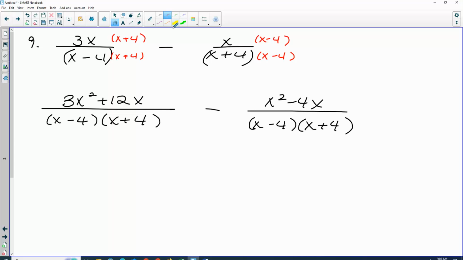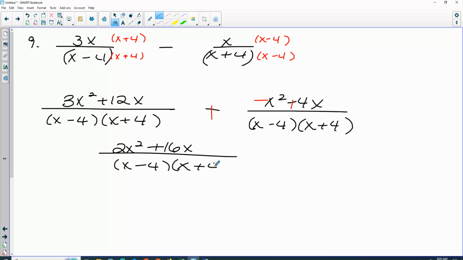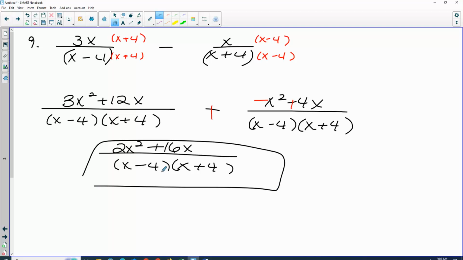Because there's a subtraction, what do we have to do? Change it to a plus and distribute. So 3x squared plus x squared is 2x squared. 12x plus 4x is 16x, over x minus 4, x plus 4. So number 10 would be the same way.